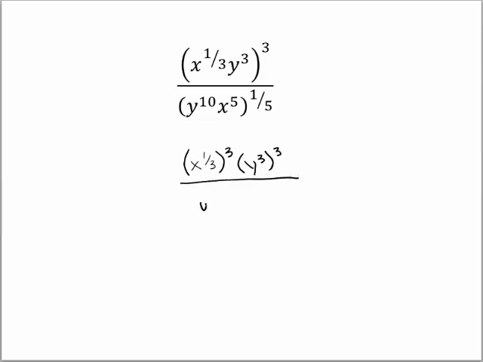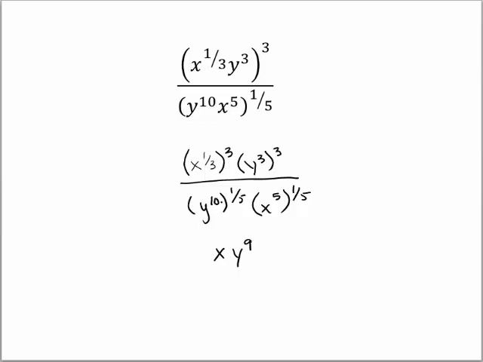And then we have y to the 10th raised to the 1/5, and x to the 5th raised to the 1/5. All right, now we've got it all spelled out in longhand. Now we can simplify that. X to the 1/3 raised to the third, that makes it 1. So we're going to put down here x. Y to the third raised to the third. What do we do when we raise an exponent to an exponent? We multiply them. So this will become y to the 9th.